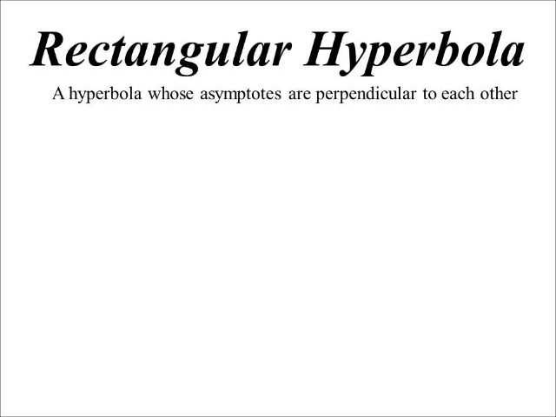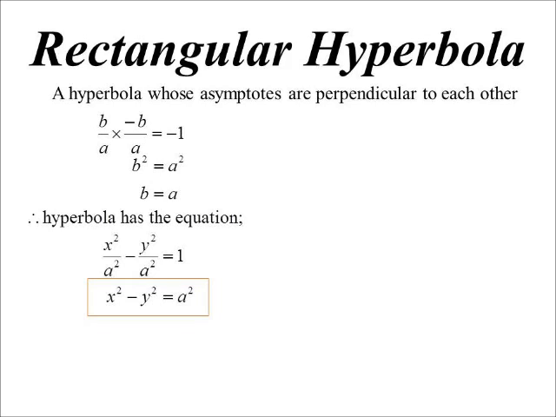So what does this mean? Well, we know that if we multiply the slopes together, we'll get -1 because they're perpendicular to each other. All right, let's carry that through. Well, that basically means b equals a for that to happen. Well, if b equals a, the hyperbola now has the equation x squared on a squared minus y squared on a squared is equal to 1. Or a neater way of writing that is just x squared minus y squared is equal to a squared.